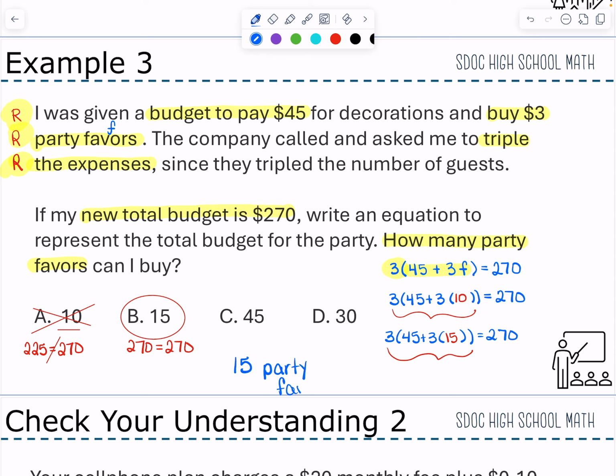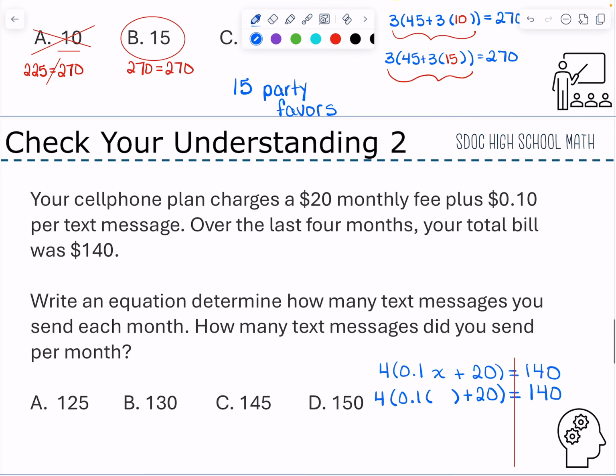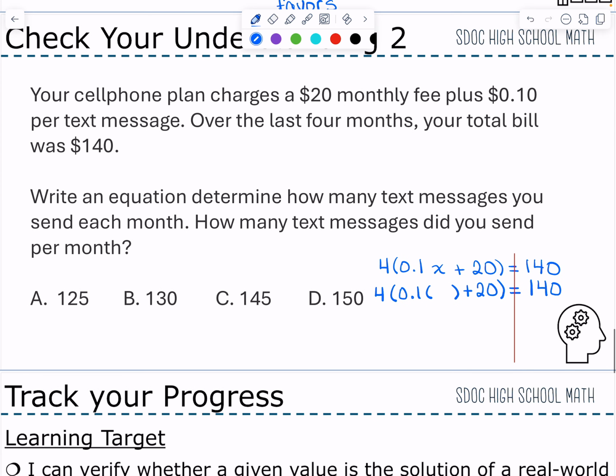Okay, so now that we've got that, I want you to go on and check your understanding number 2. Now, if you get stuck, put a question mark by it, write down your question, and we can talk about those in class tomorrow. The last piece is, if you want to check your equation, here's your equation. Did you match that up? Did you get that right? Did you try it on your own?